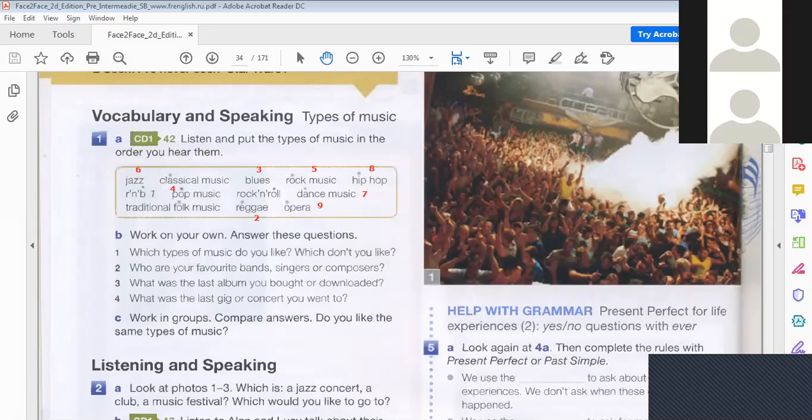Traditional. Rock and roll. This is rock and roll. Okay, and the last one, of course, we still have number 11.